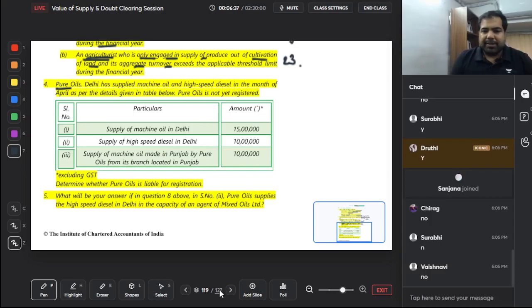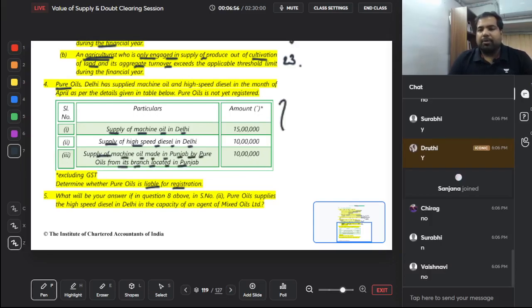Determine whether Pure Oils is liable to be registered. Guys, Pure Oils has supplied machine oil and high speed diesel in the month of April. Pure Oils is not yet registered. Supply of machine oil in Delhi, supply of high speed diesel in Delhi, supply of machine oil made in Punjab from its branch located in Punjab.